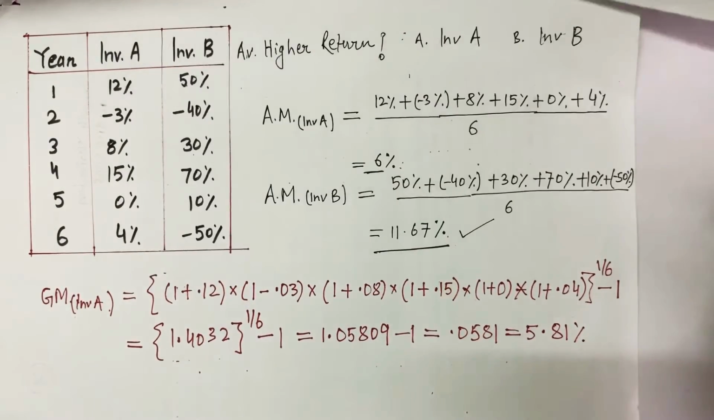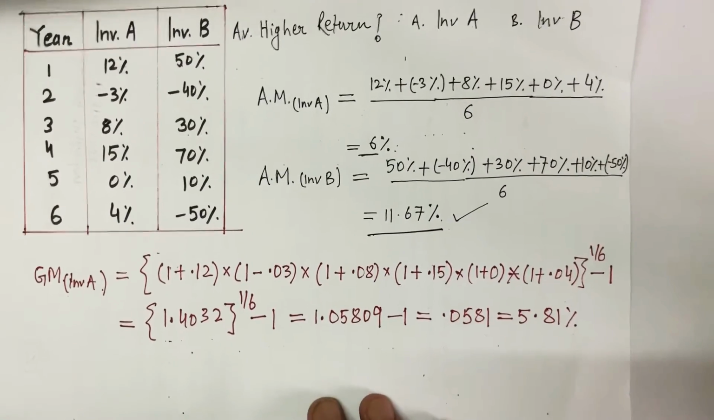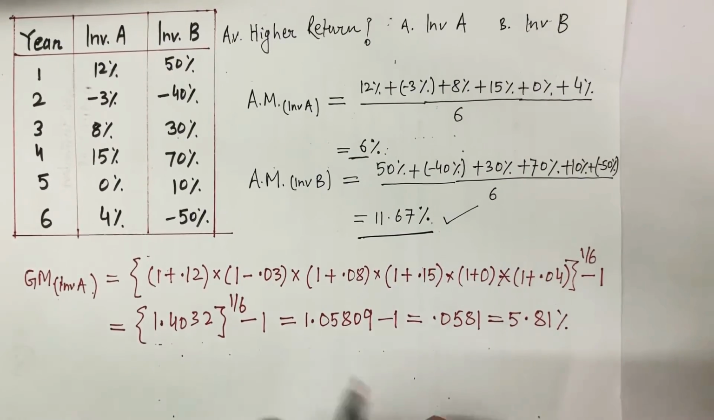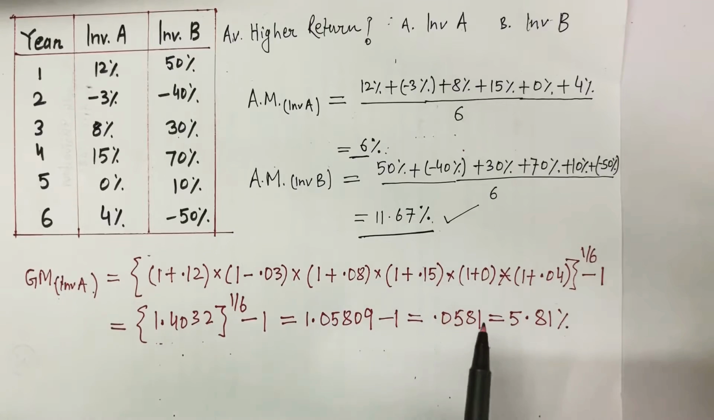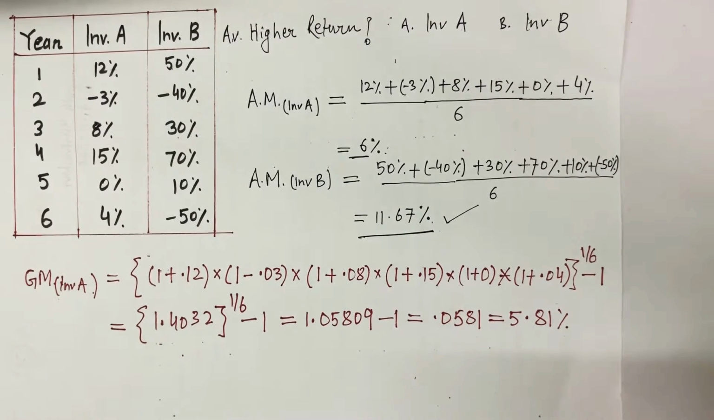So you can compare both the things here, where the arithmetic mean was giving me a 6% return on investment A, the geometric mean is giving me a return of 5.81%.